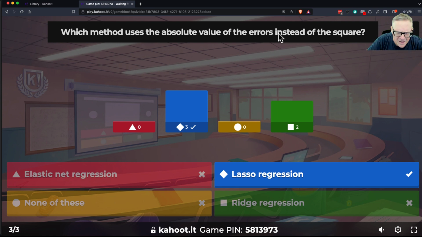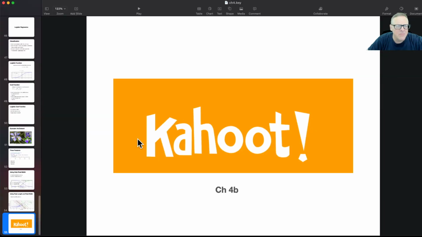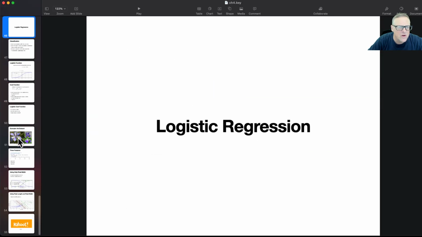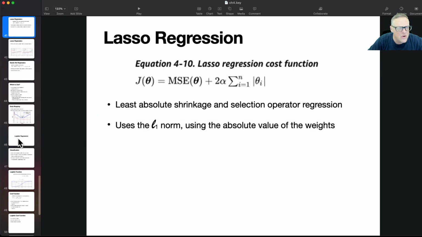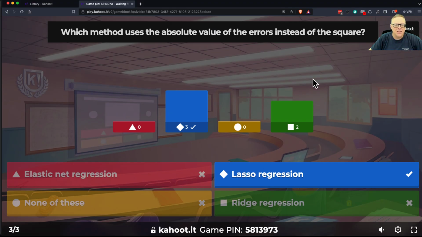Well, let me go back. I make sure I'm not fouling this up. Let's go back and look at lasso. I think that was for, yeah, lasso regression. Yeah, you still use the mean squared error, but you use the absolute value of the parameters. So my question is phrased a little badly. All right, anyway, this lasso regression.